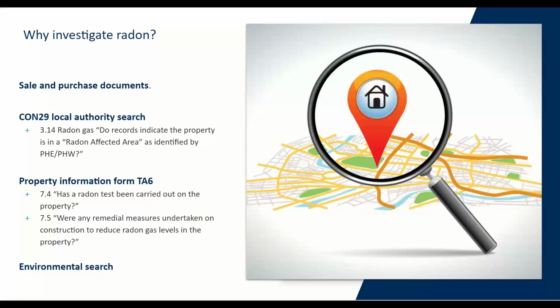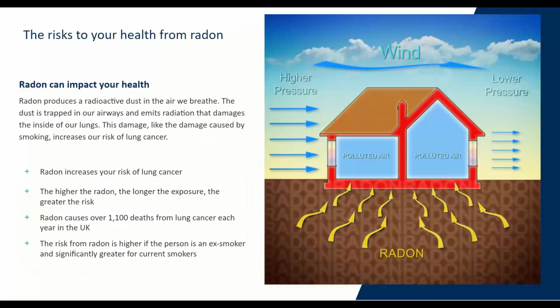And then, of course, a more precise way of identifying if a property is radon affected is getting an environmental search. So all of our reports actually include property-specific radon information as standard, just because I think it's a very relevant part of the environmental process as well. And the greater granularity that we can provide you, in addition to what you can get in the CON29, is only going to benefit you and your clients. So how can radon actually impact us and our health?